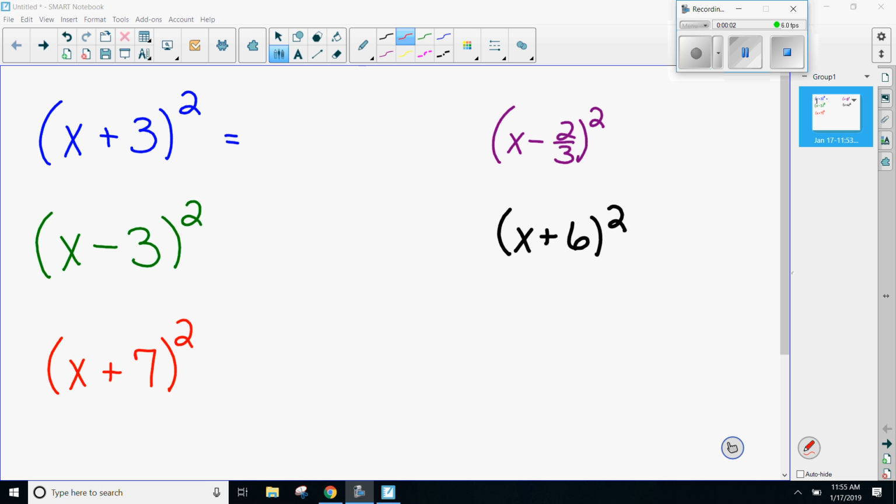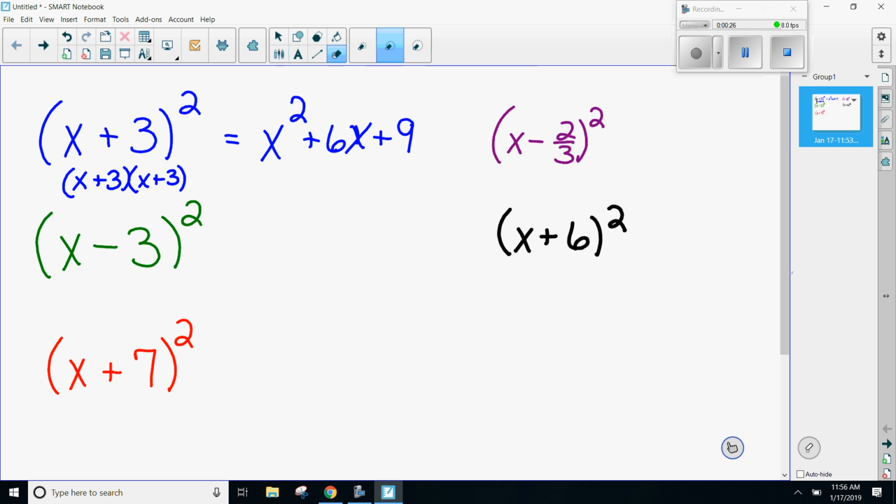So for Kaylee's purposes, will you expand those out for me? And when it's squared, remember that doesn't mean you square each term. That means you take it times itself. So you have to FOIL. Are we done with the first one? What did we get? X squared plus 6x plus 9. That's what we got, right?